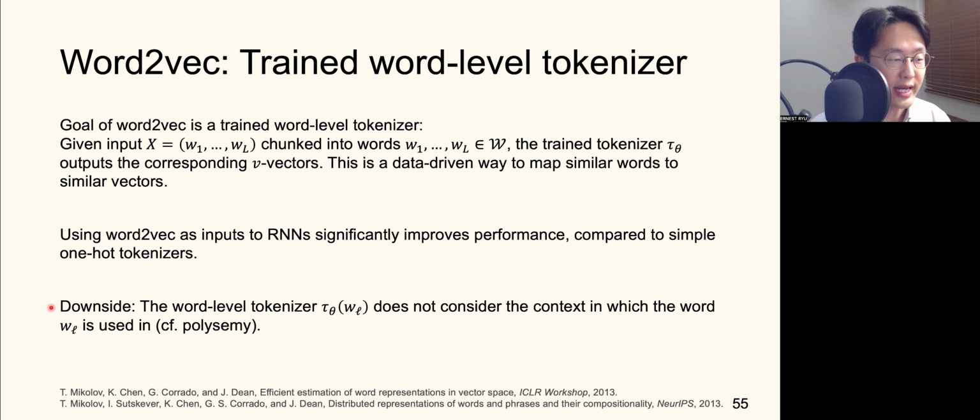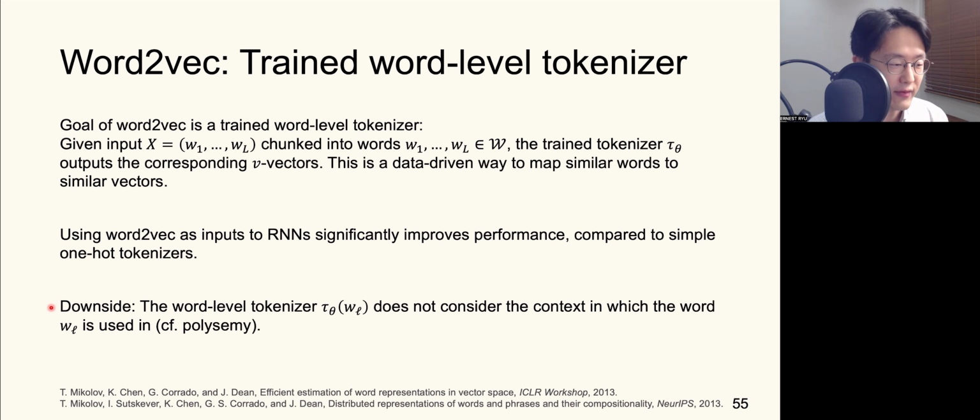Now, this word2vec idea was a groundbreaking idea, and it would go on to win the Test of Time Award at the 2023 NeurIPS conference. But there are still improvements to be made, and there's a downside. If you use a word-level tokenizer, then it does not consider the context in which the word is used.